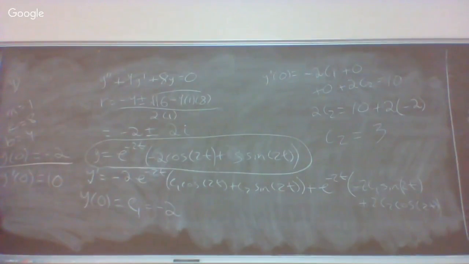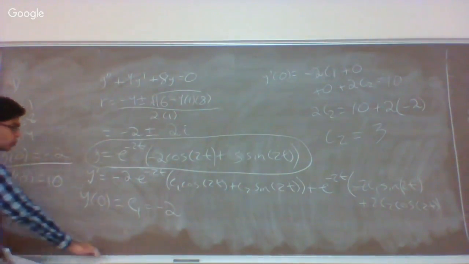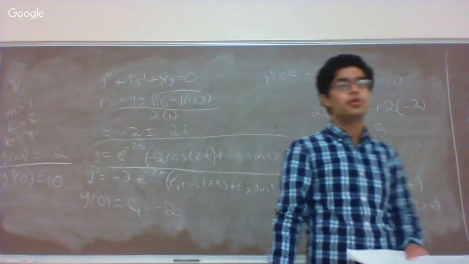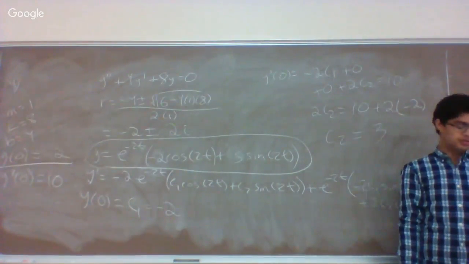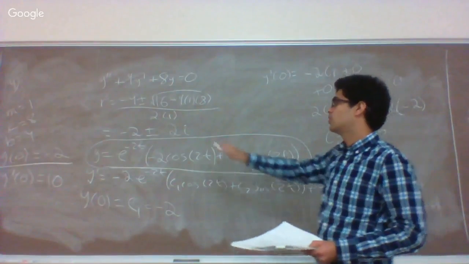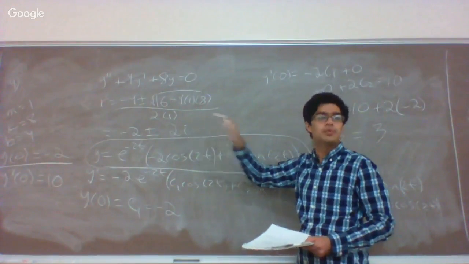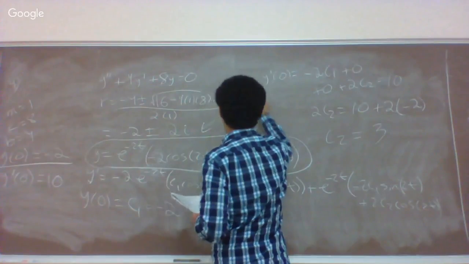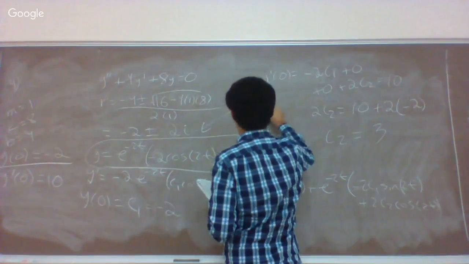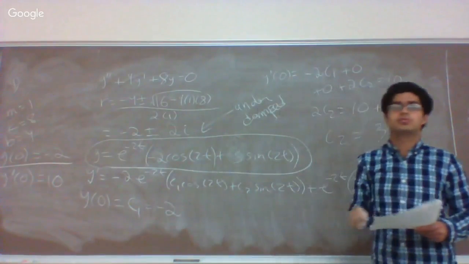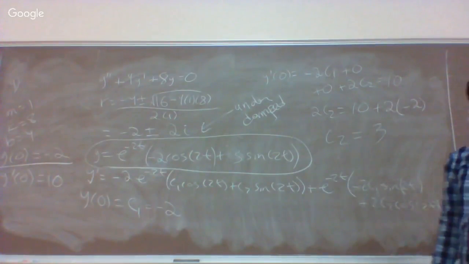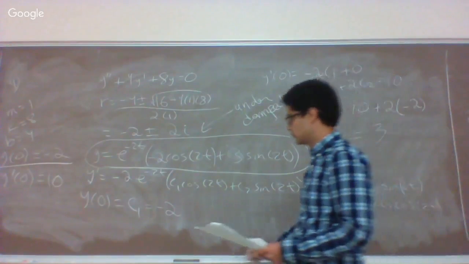Are you guys good with this problem? So is the system underdamped, undamped, perfectly damped, or overdamped? Any guesses? Without doing the b squared minus 4mk, we know that the system is underdamped because I have a complex roots solution. Okay? So because of this, this is underdamped. That's how I know. Any questions on that? Good. Okay.